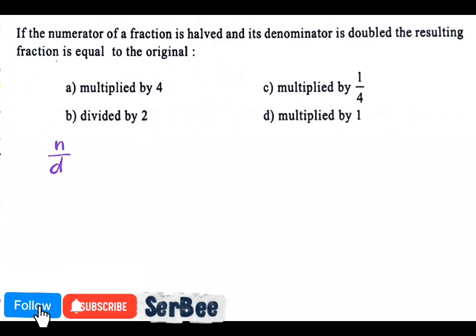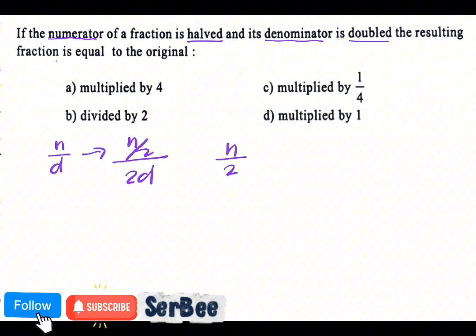And let us now apply the changes. Based on the given problem, the numerator is halved, so that is n over 2, and the denominator is doubled, so that is 2d. So the new fraction is n over 2 divided by 2d.